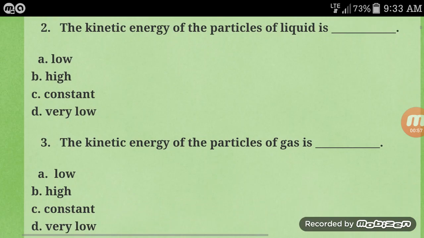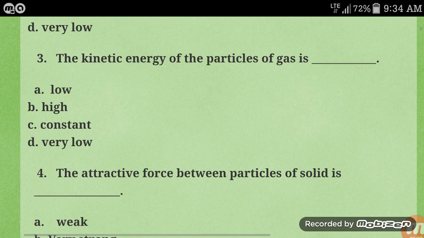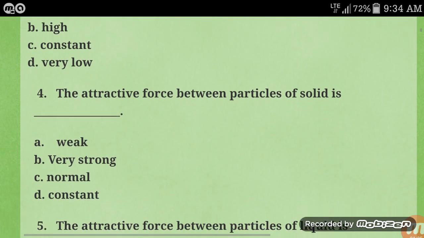Letter A. Next, number 3, we have the kinetic energy of particles of gas is very high, of course. Letter B. It is because in gases there is too much space where all of these particles can move freely. Move anywhere they want to go, of course. Okay, so it has a very high kinetic energy. They have because of the space that they have.